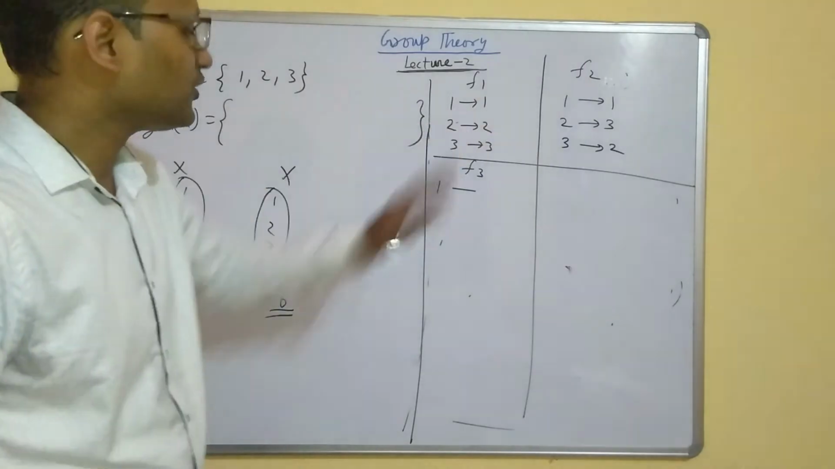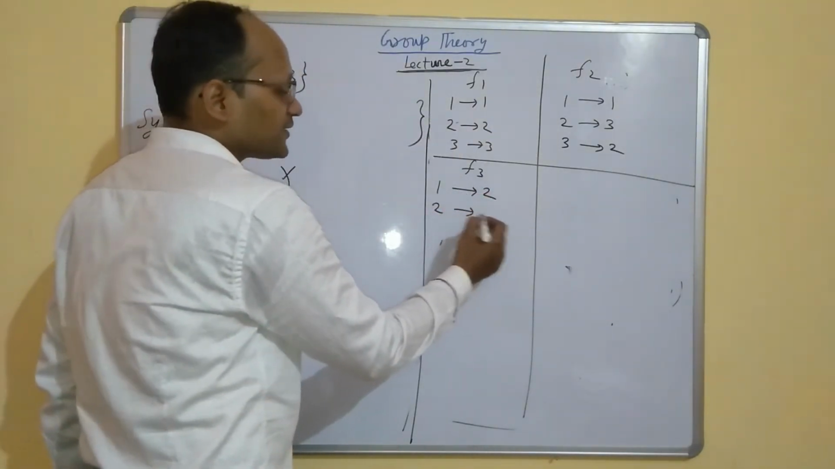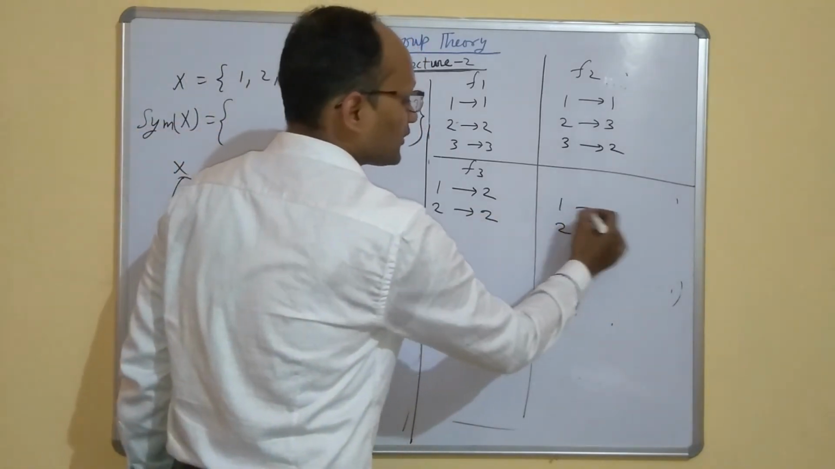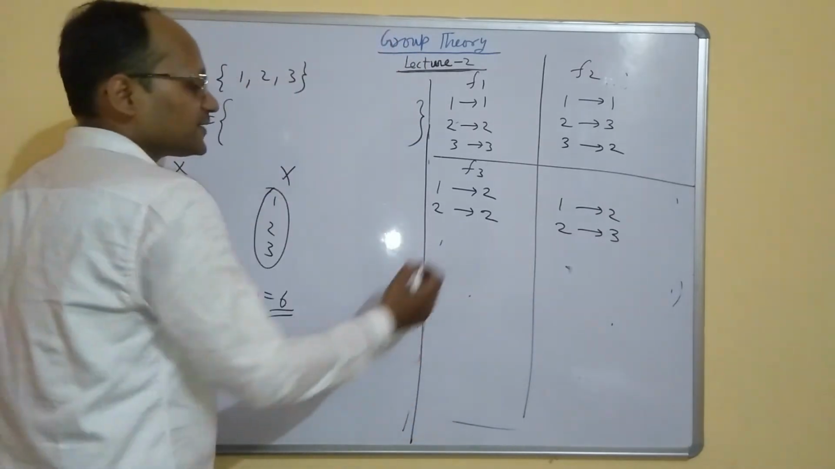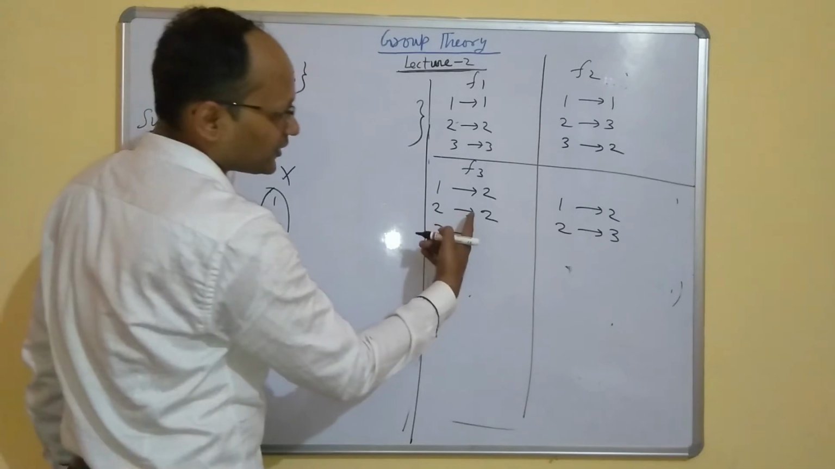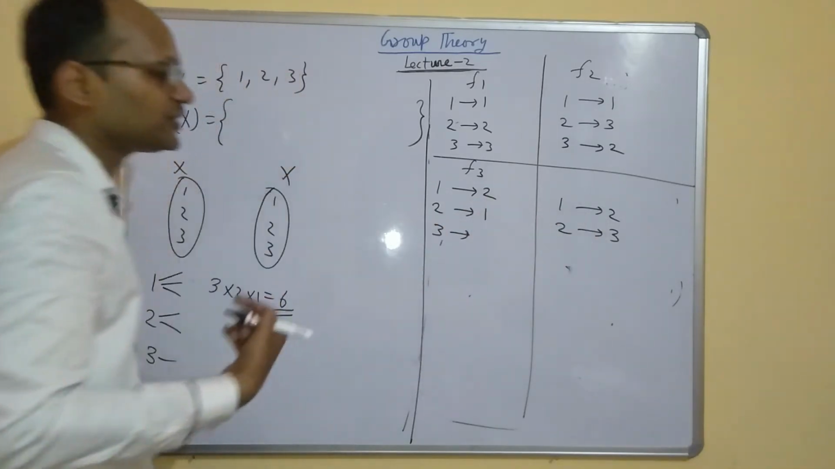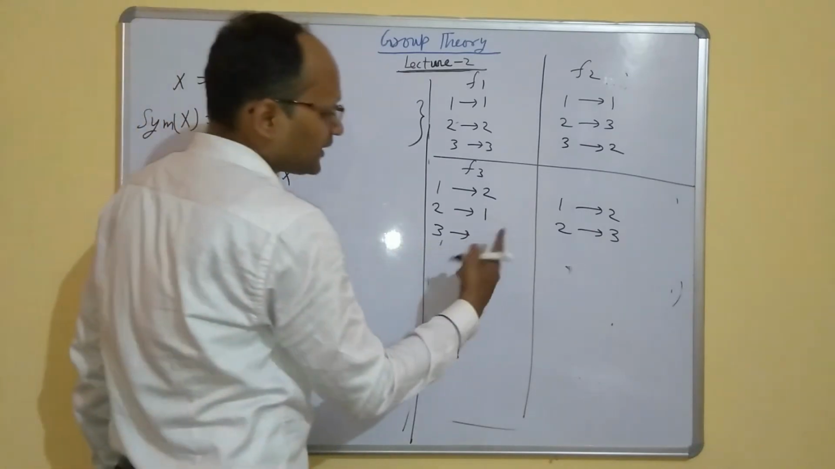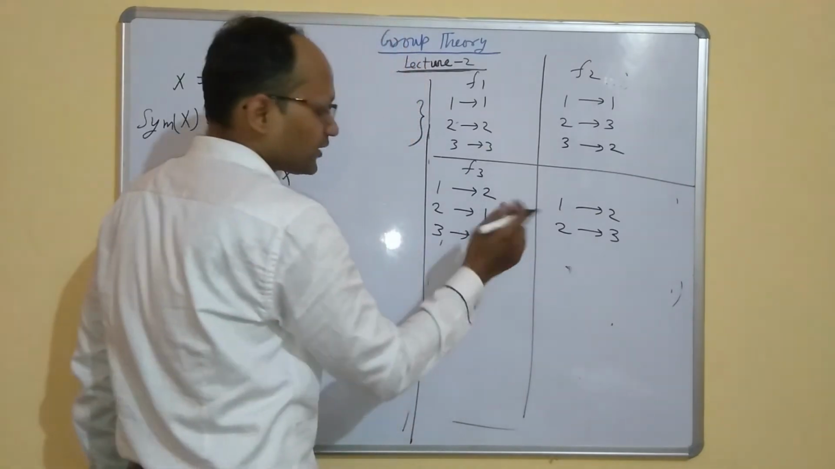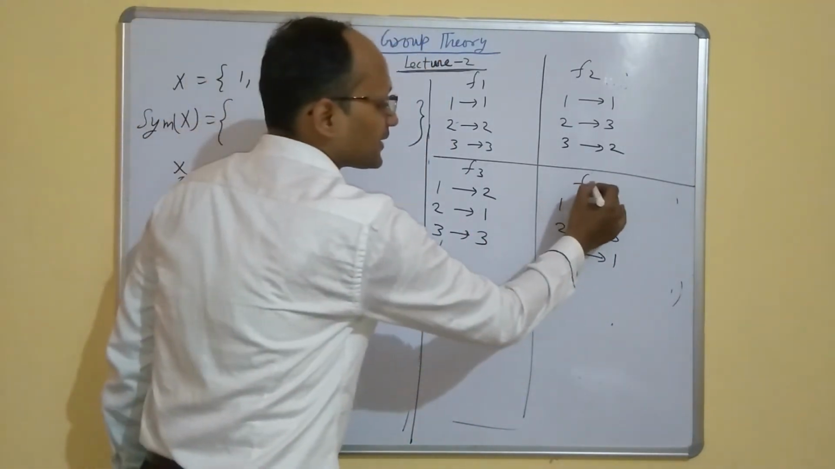So now the third element. Let me take 1 going to 2. Then 2 has 2 choices, 2 can go to 1 and 2 can go to 3. Now 3 has only one choice, 3 can go to 3 because 3 cannot go to 1 and 2 here. Now here 3 can only go to 1. So let me write it as F4.